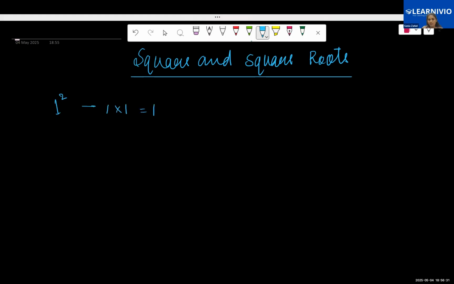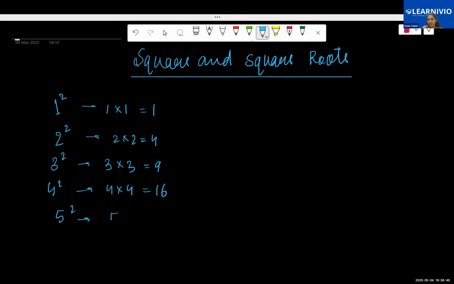That gives me 1. Then 2 square. That means 2 to the power 2. 2 into 2 gives me 4. Then 3 square would mean 3 into 3, 9. 4 square would mean 4 into 4, 16. 5 square would mean 5 into 5, 25. Similarly, if I have to square any number, that means I have to multiply the number by itself. Or I can say my exponent for that number becomes 2. That means to square any number.